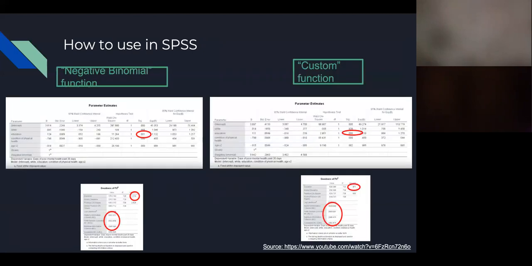Here is an example that uses a negative binomial versus a custom function. With the negative binomial function, we see the independent variable education is a predictor according to significance levels. Using the custom function, which allows for additional variance, we see that education is not a predictor as significance levels are above 5%. The custom model has better goodness of fit as indicated by a deviance ratio closer to 1 and lower AIC and BIC values.